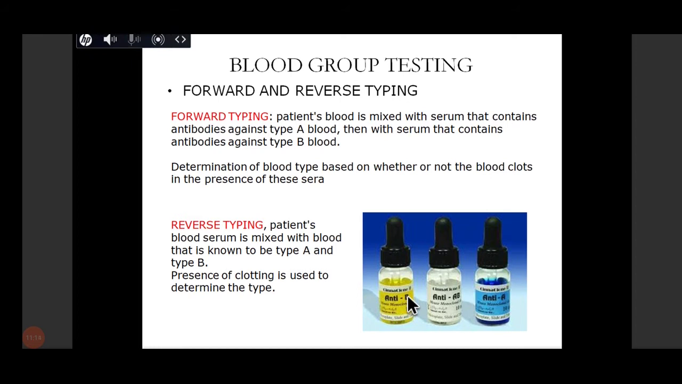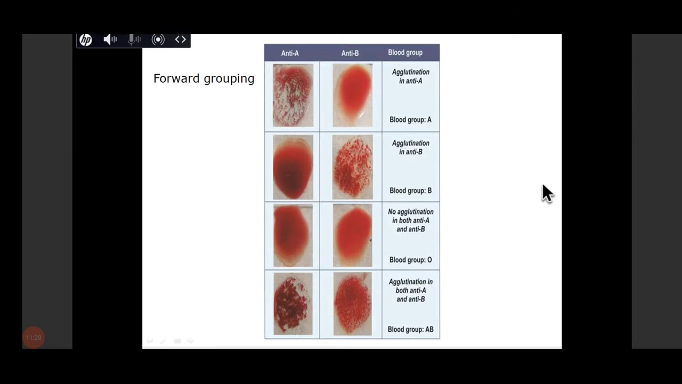So the reaction will confirm which antibody the patient has in the blood. In the forward, we are detecting the antigen. In reverse, we are detecting the antibody. Okay, this is what forward grouping is about.